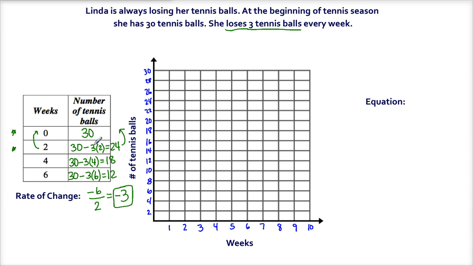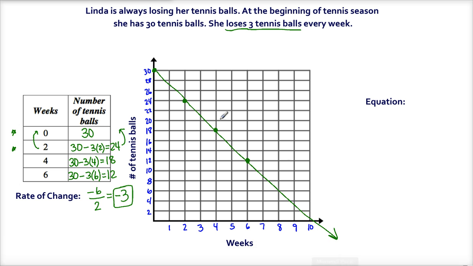Okay, now let's use this table to fill in our graph. So the first point is 0, 30. So 0, 30, that's our first point. The next is 2, 24. Next we have 4, 18. And finally 6, 12. Now I know I did my table right because I plotted the points and it made a straight line. So draw the line through these ones.